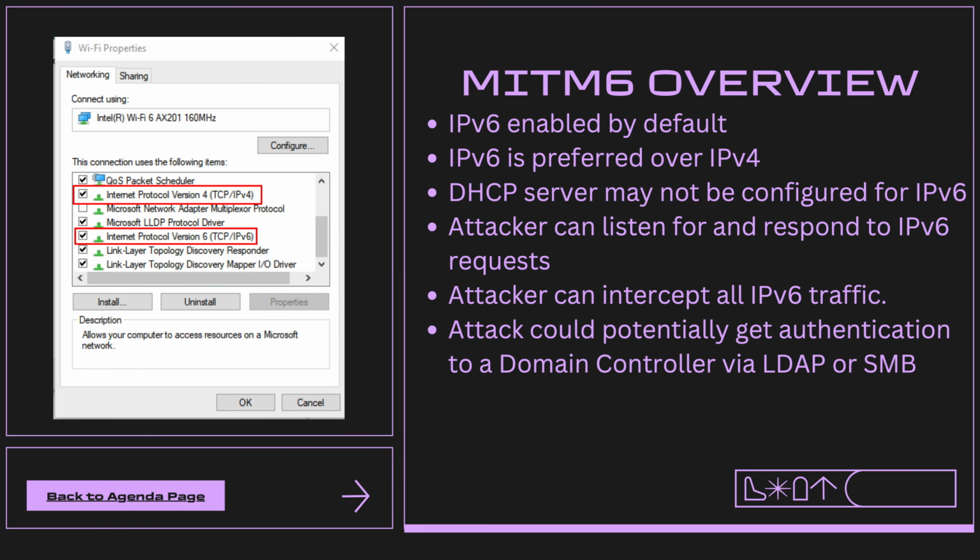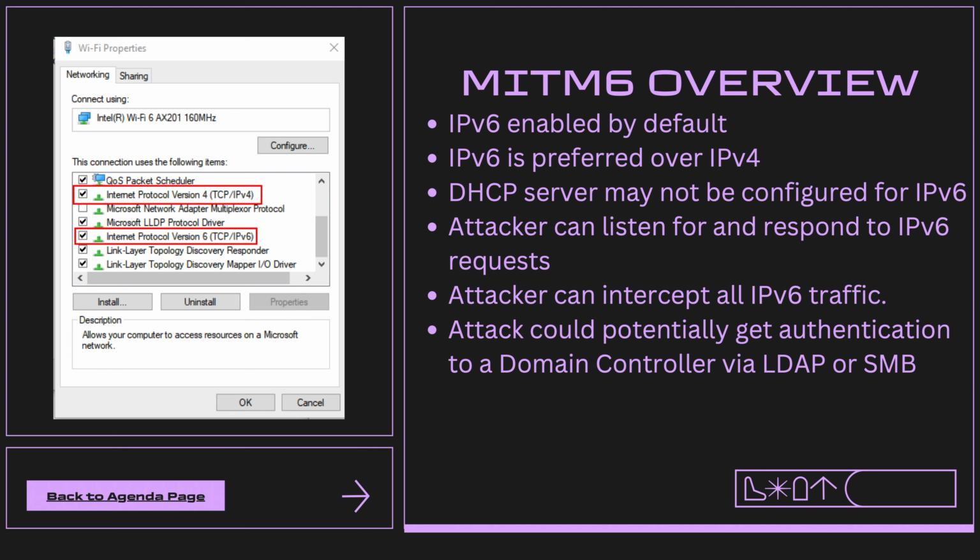How can we take advantage of IPv6 to help us get information or things that we're not really supposed to have? If you look at a Windows computer here, I have the screenshot for Wi-Fi properties, for example. IPv4 and IPv6 are automatically enabled. So what does that mean? Well, a couple things. One, IPv6 is preferred over IPv4. A lot of people are not actually managing IPv6 or using IPv6 in their environment. However, your computer is looking for an IPv6 address because it's enabled by default.